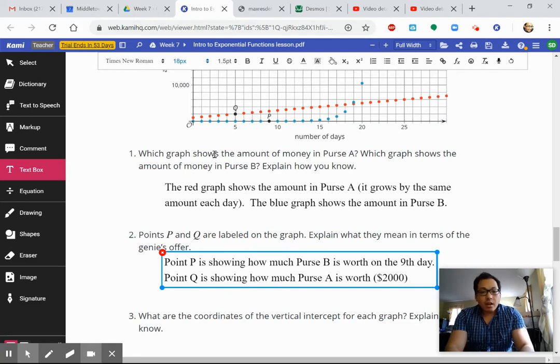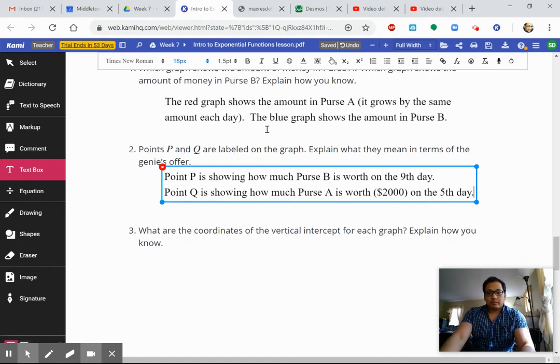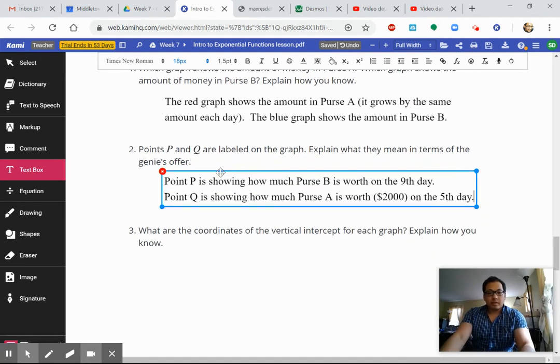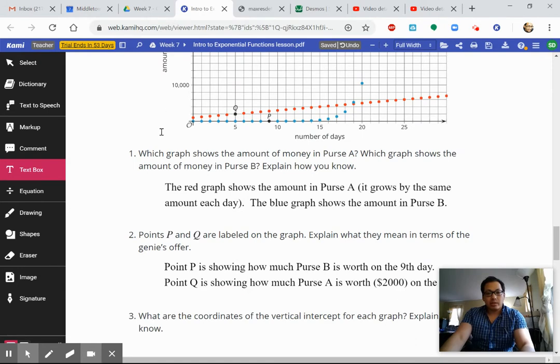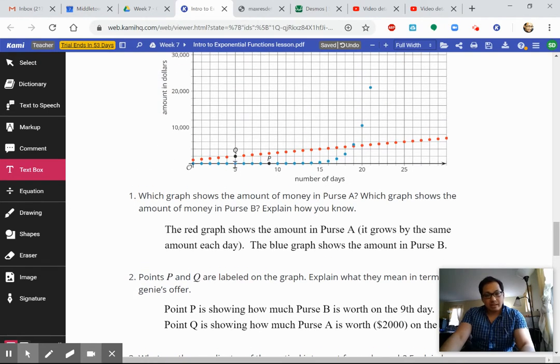On which day? On the 5th day, right? If we look at the x coordinate here, 5th day. Does that make sense? If we look at what these points mean, the x is the number of days, and the y is the amount in dollars. And even though these aren't labeled, we can figure out each thing here: each line is $2,000.